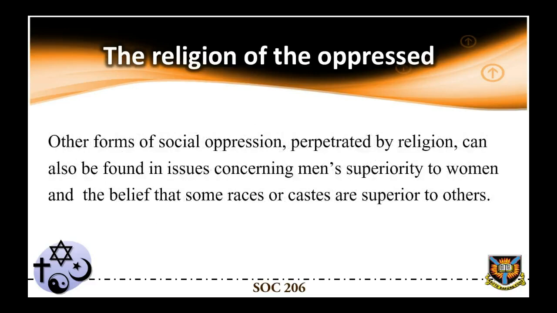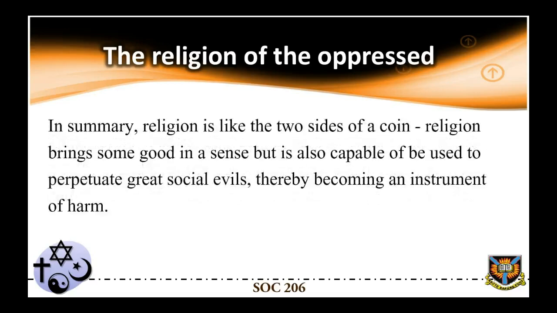Other forms of social oppression perpetrated by religion can also be found in issues concerning men's superiority to women and the belief that some races or castes are superior to others. In all these cases, the oppressed are often molded into happily accepting their assigned inferior status, or when that's not possible, they are taught to at least suffer in silence. In summary, religion is like the two sides of a coin. Religion brings some good in a sense, but is also capable of being used to perpetuate great social evils through becoming an instrument of harm.